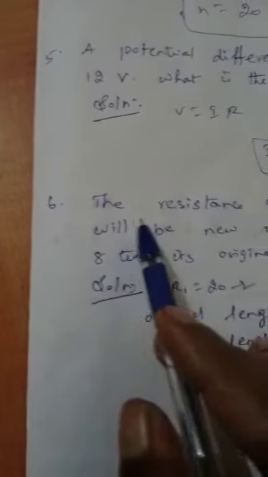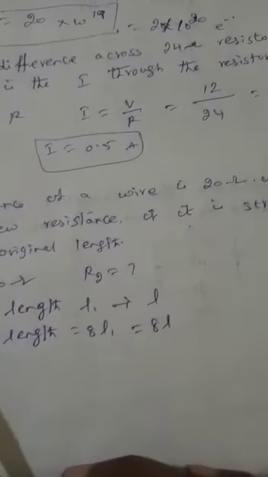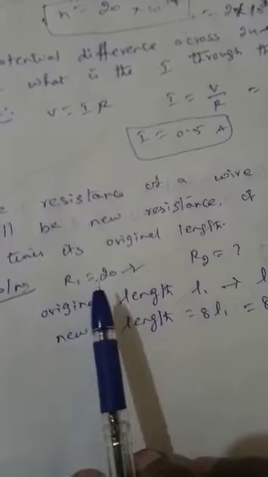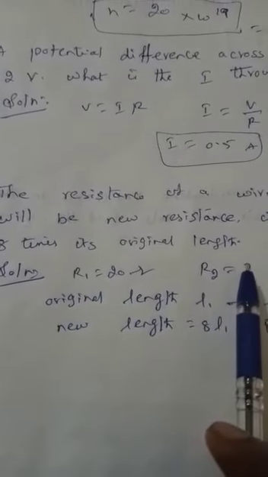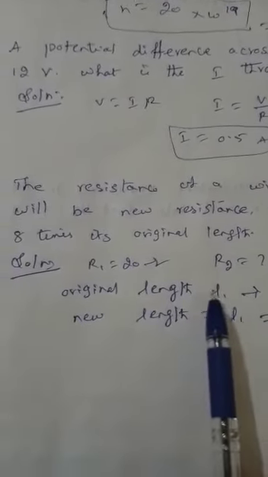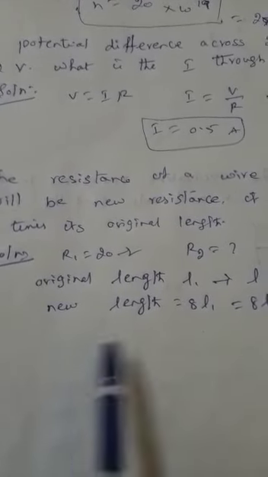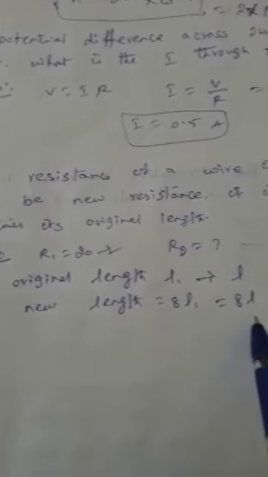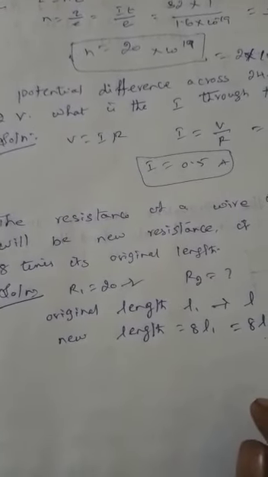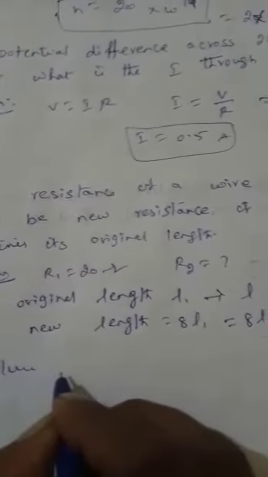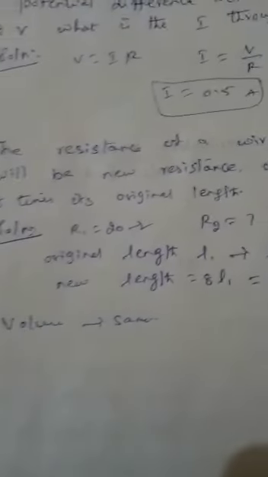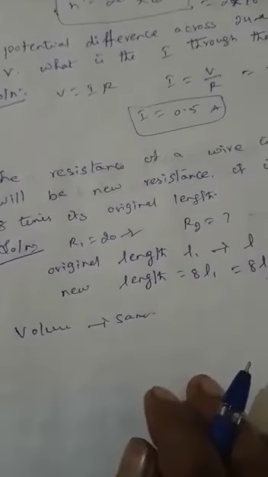Sixth, the resistance of a wire is 20 ohm. What is the new resistance if it is stretched to 8 times the original length? They have given the initial resistance 20. They are asking for the new resistance after the stretching. Original length is L1, we consider it as L. New length is 8 L1. While stretching, the volume is unchanged. That means the volume will be the same. Initial volume is equal to final volume.